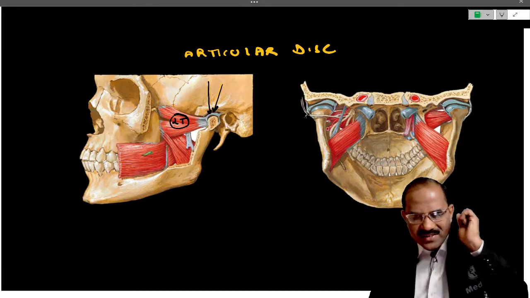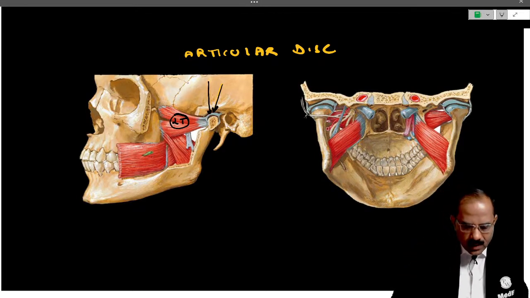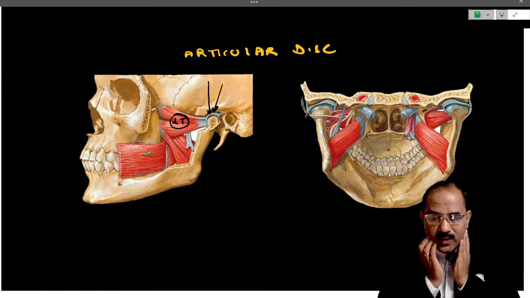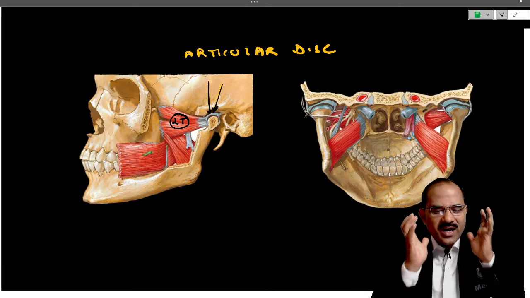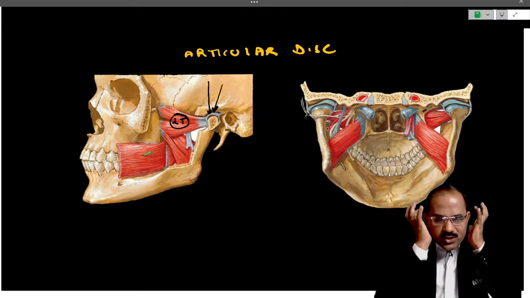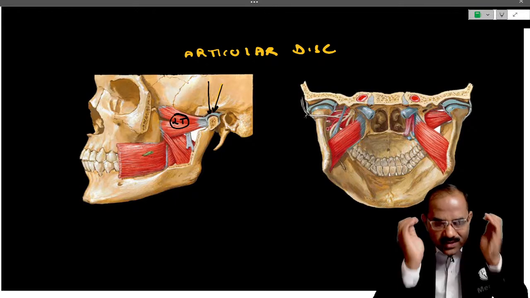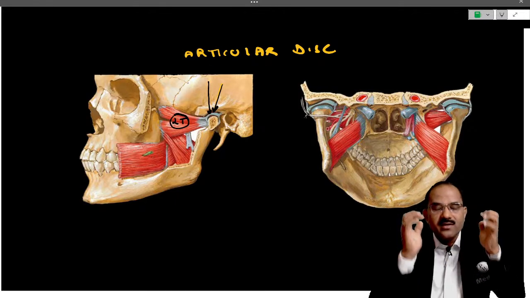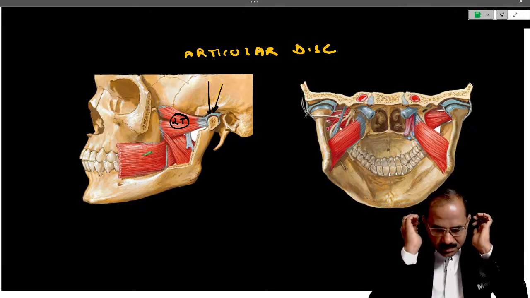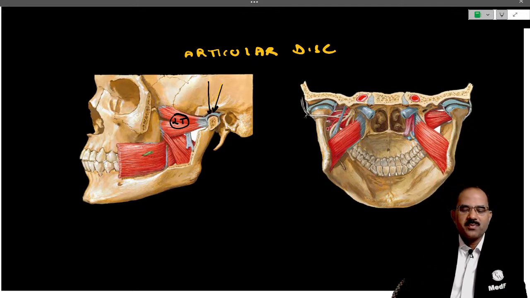How do you justify this? Look, there was an MCQ. In dislocation of the TM joint, right? When there's a dislocation of the TM joint, this lateral pterygoid undergoes spasm. Because it goes into spasm, it pulls the articular disc of the TM joint forwards. So in dislocation of the TM joint, the articular disc is pulled forwards by the lateral pterygoid. Just remember, it's pulled forwards by the lateral pterygoid muscle.